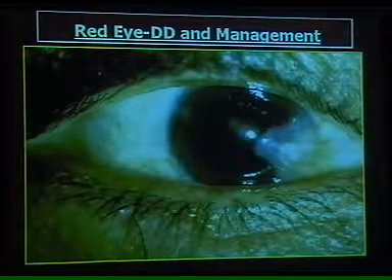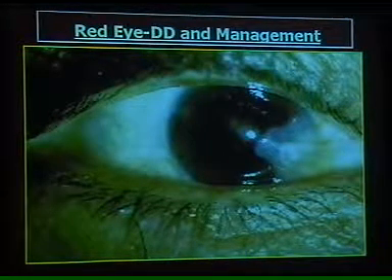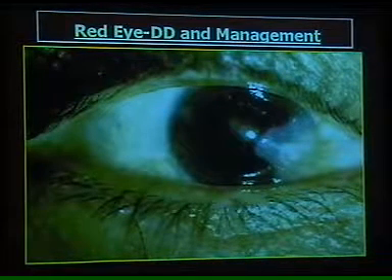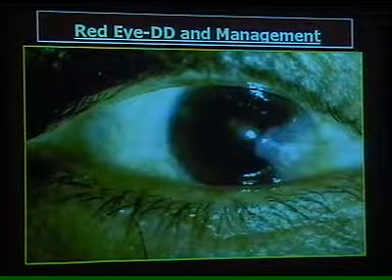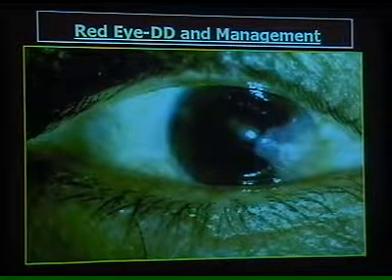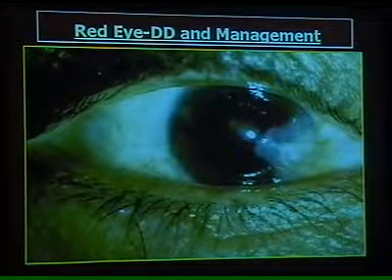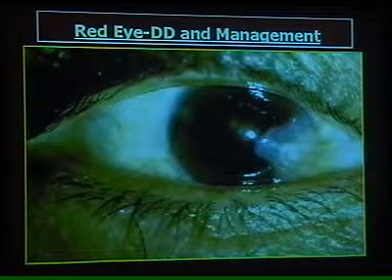The reason is that the recurrence rate could be as high as 80%. So once we remove the pterygium head, in 3 months' time there are chances that it will regrow again. We remove it, it will regrow. It will keep on coming up till it will invade the whole of the cornea and obstruct the vision. So the best thing is to avoid it.